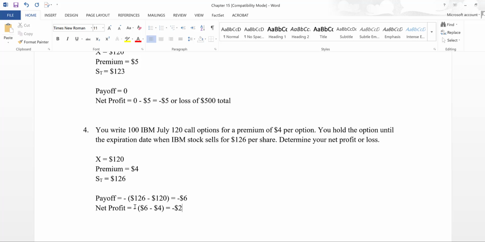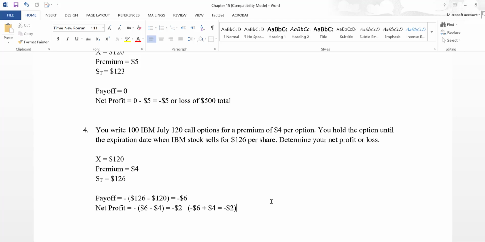So the buyer in this transaction makes $2 per option, and the writer loses $2 per option. Or the other way to look at it is that your payoff is -$6. You lost $6 in payoff, but the buyer paid you $4 in premium. So a part of that -$6 payoff is offset by the premium. You can also do this calculation as -6 plus 4, and you get the same thing, -2. So the writer collects the premium, and that premium offsets some of the loss in this case.